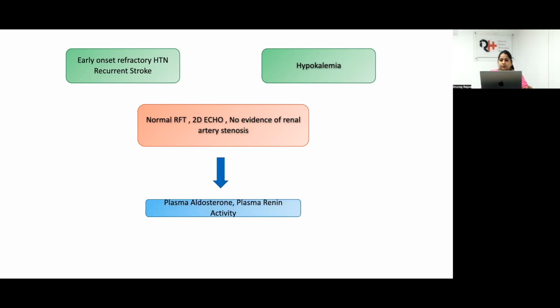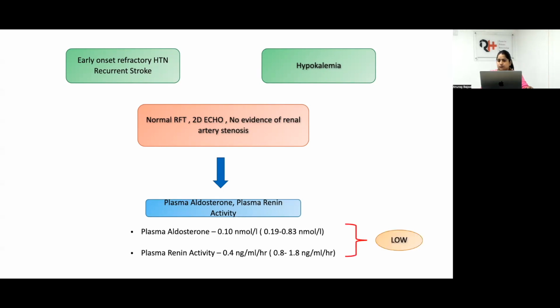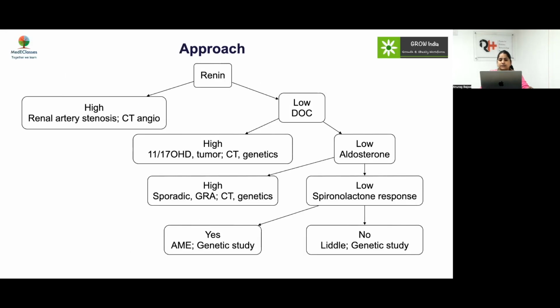So we sent plasma aldosterone and plasma renin activity, and both were low. So this is rightly fitting into the diagnosis, both low plasma renin activity and low aldosterone. And let's see the approach as described by the sir. If we have low aldo and low renin, then we'll see the spironolactone response. And if there is no response, then it will be Liddle. And if there is a response on the spironolactone drug, then there will be AME. But we have to do the genetic test for the confirmation.